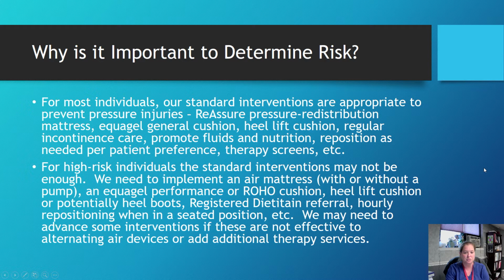So for most individuals, our standard interventions are appropriate to prevent pressure injuries. Those standard interventions are the Reassure pressure redistribution mattress, an Equigel general cushion, a heel lift cushion, regular incontinence care, promoting fluids and nutrition, repositioning for preference, and therapy screens.